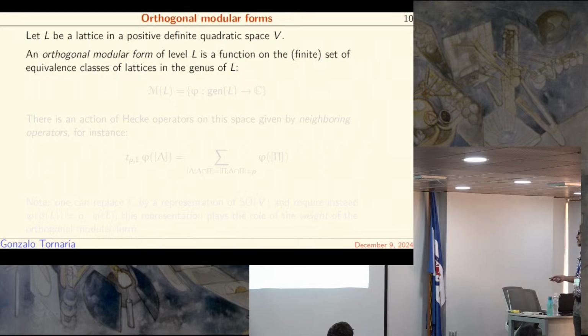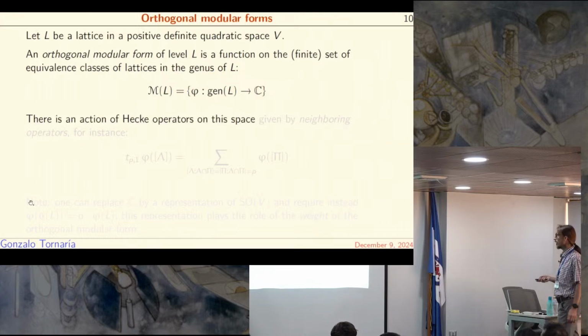It's a function on the finite set of classes in the genus of L. I'm writing gen of L to mean every lattice that is locally equivalent to L, up to global equivalence. And this is a finite set, so this is just a finite dimensional vector space. The dimension of this space is just the class number of L. And if you think about this from the point of view of automorphic forms, then it's more or less clear.